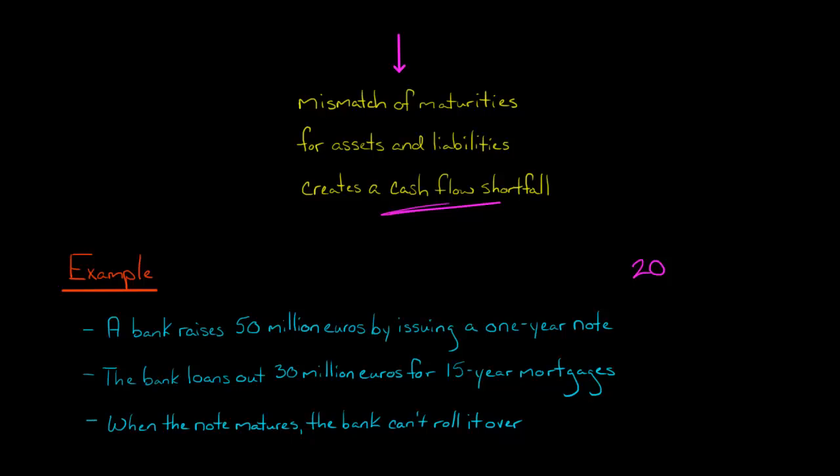So what we have here is a mismatch of the maturities, right? The liability matured in 1 year, whereas the assets were going to take 15 years to get repayment of the principal. And because of this mismatch, now that the bank can't roll over this liability or set up some alternative source of funding, the bank has a cash crunch and is not going to be able to repay this note, which would lead to the bank becoming insolvent.